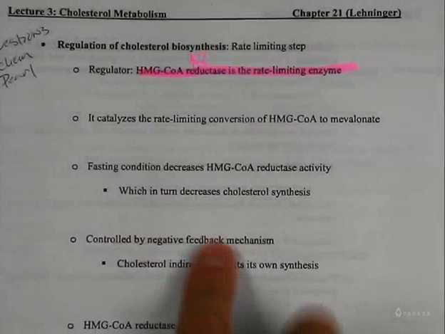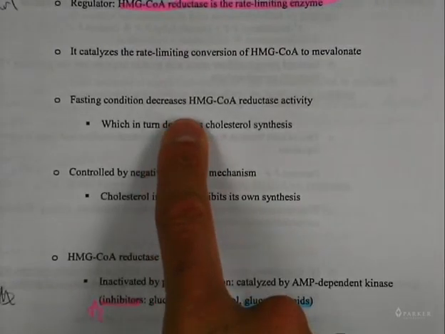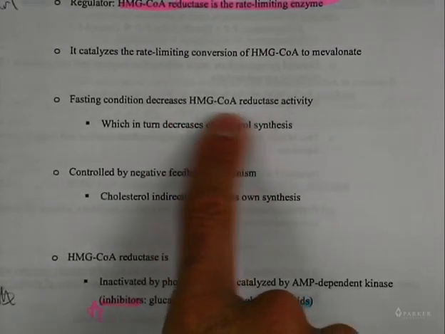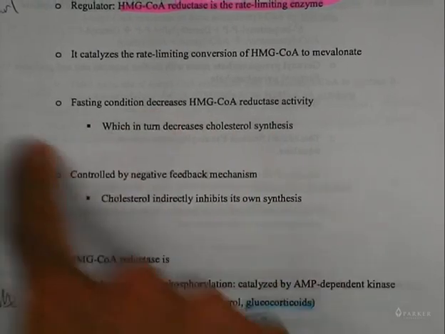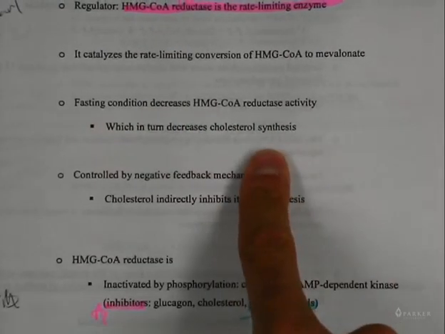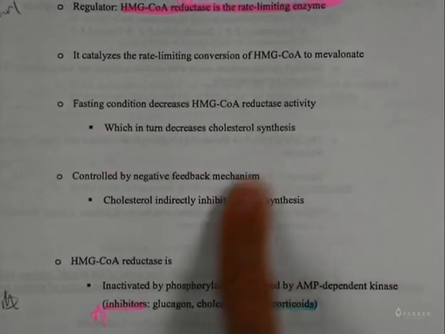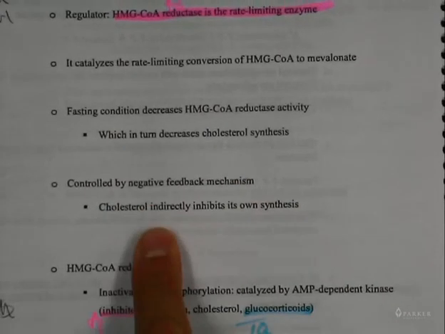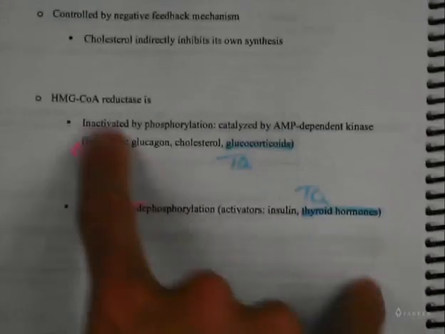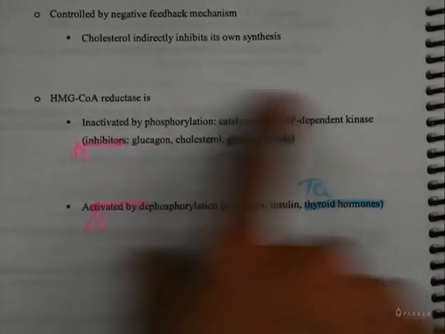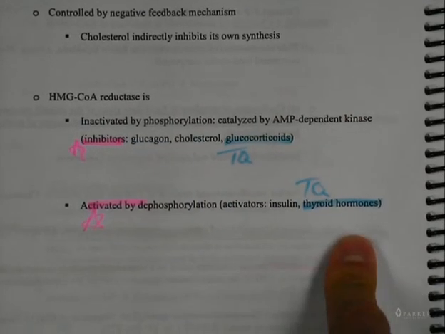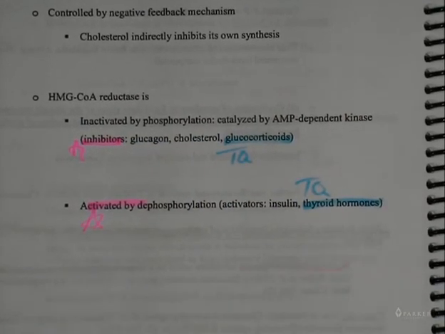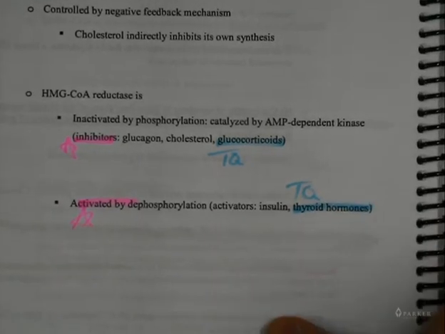We've talked about it. Fasting decreases HMG-CoA reductase activity. What does that say? Fasting is glucagon. Glucagon phosphorylates, decreases HMG-CoA reductase, which is decreasing cholesterol biosynthesis. Cholesterol inhibits its own synthesis. Products inhibit. HMG-CoA reductase is inactivated. Here's your list right there. Make sure you know glucocorticoids. That's the one you have to know. And it's activated by dephosphorylation and insulin and acetyl-CoA and thyroid hormones.